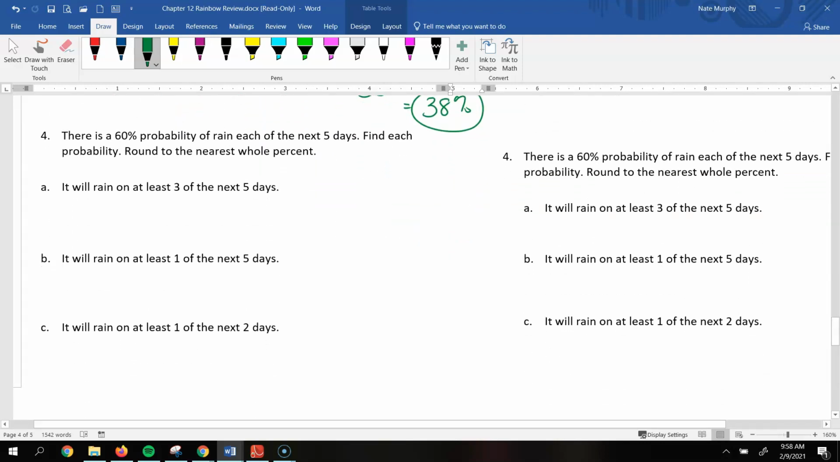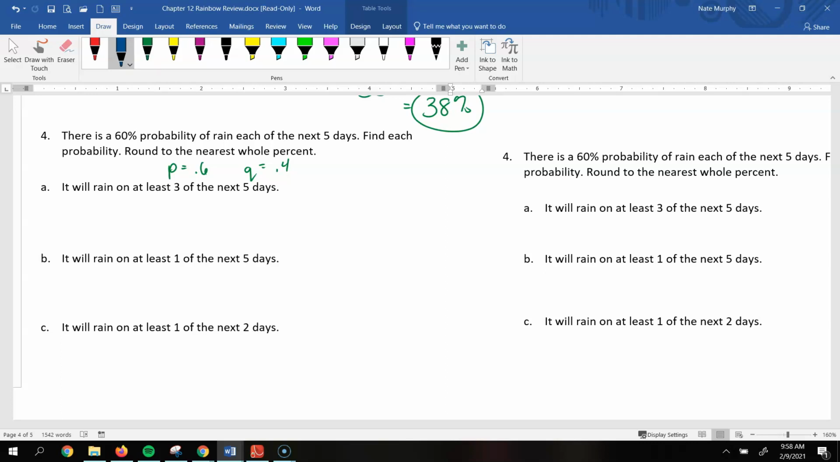For number 4, it says there's a 60% chance of rain each of the next 5 days. Find each probability, rounding to the nearest whole percent. All right, so in this case, the probability of a success would be the probability of rain, so that would be 0.6. And then that means that your probability of failure, meaning not raining, would be 0.4. And this is a binomial experiment because we do have two possible outcomes, and these are independent of each other. And every day you have the same probability because it's the same probability each of the next 5 days. So we can treat this as a binomial experiment.